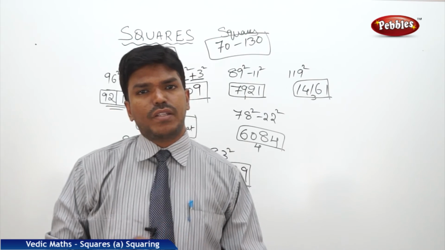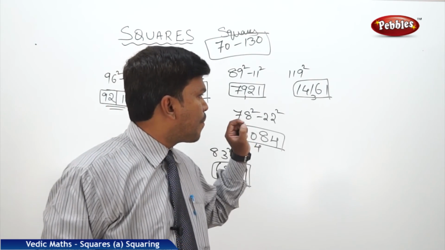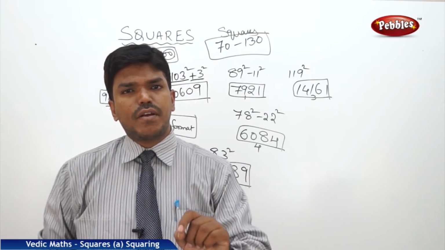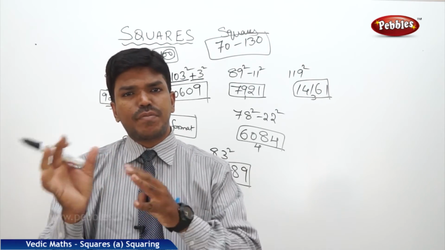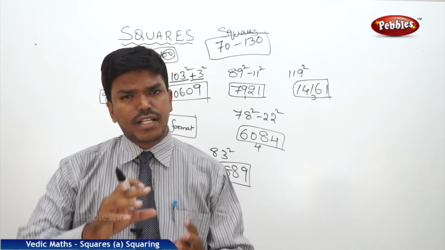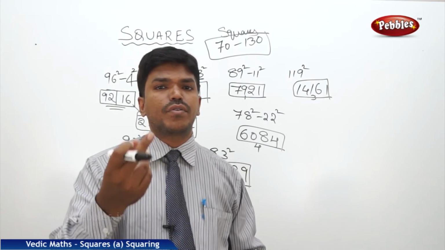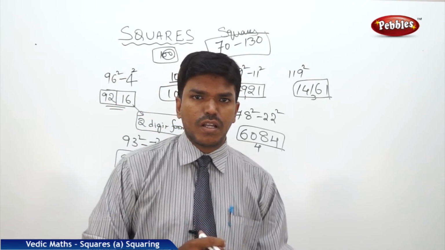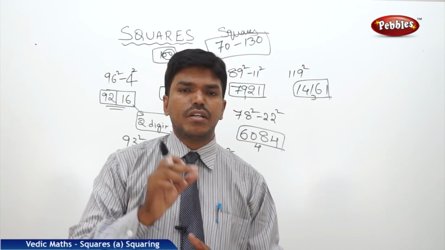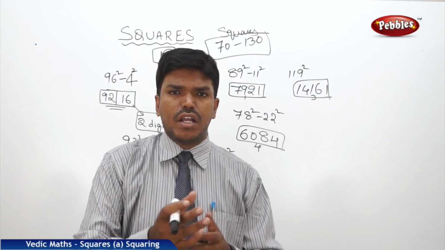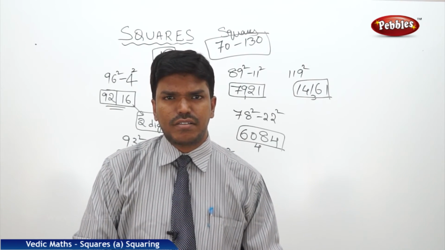And you do one thing. Take some random numbers from 70 to 130. Take some random numbers and try to find out the squares in this way. And compare with the original answers in any other method as you like.